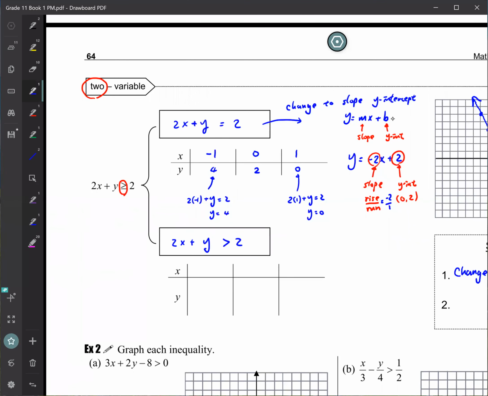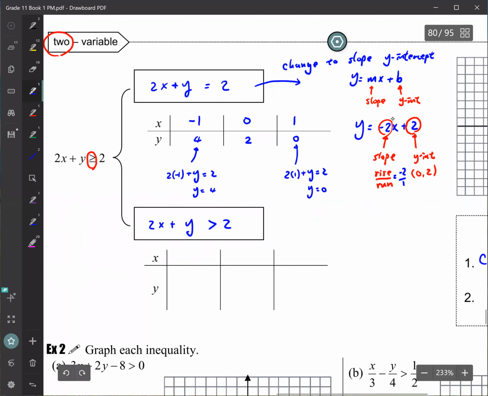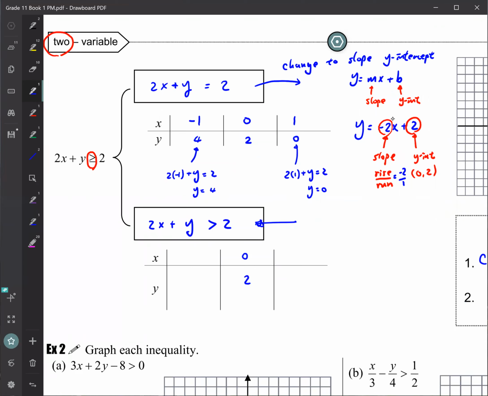Okay, so we need to find the points that if you plug it in, it will be bigger than 2, right? 2x plus y has to be greater than 2. We know from the tables above that if I plug 0 and 2 into the inequality, it will equal 2. But if I want it to be greater than, then I cannot use 2 now. What number for y will work?